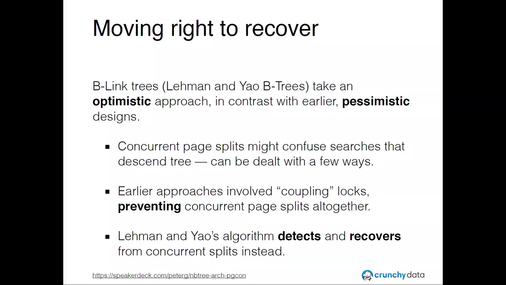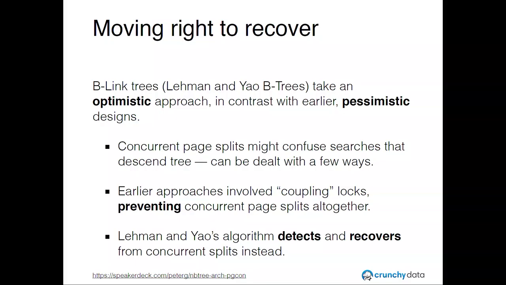We must move right to recover. So we have this high key in each page, which is an explicit record indicating an upper bound of values on the page in general. So we check the high key at any point that we descend to a page. It might have been that there was a concurrent page split.